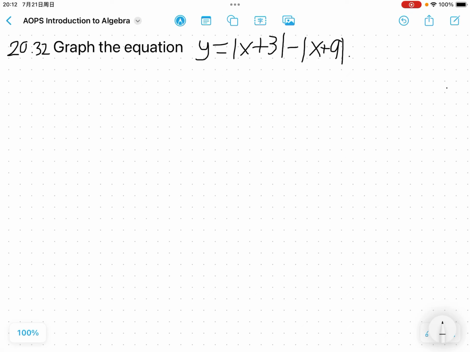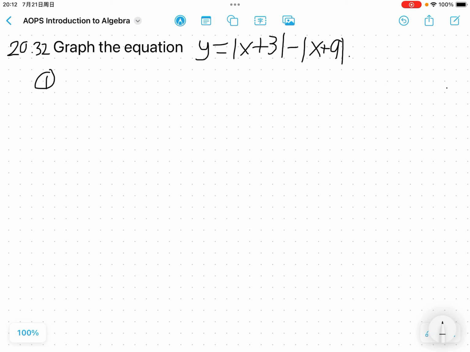Today we're going to do this AoPS problem from Introduction to Algebra, problem 20.32. It says: graph the equation y equals the absolute value of x plus 3 minus the absolute value of x plus 9. The reason I chose this problem is because I got it wrong just now when I was doing AoPS. So let's start by casework.